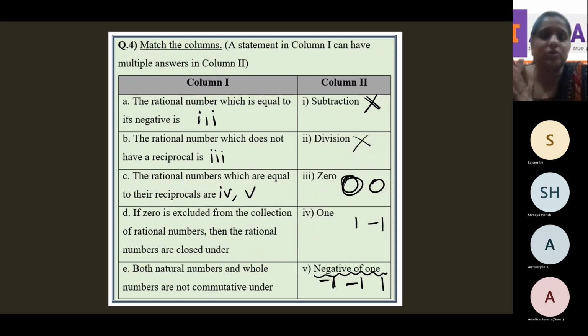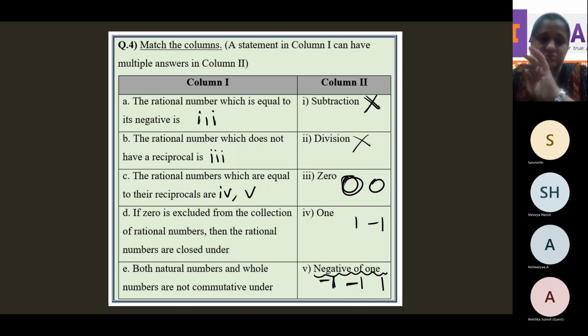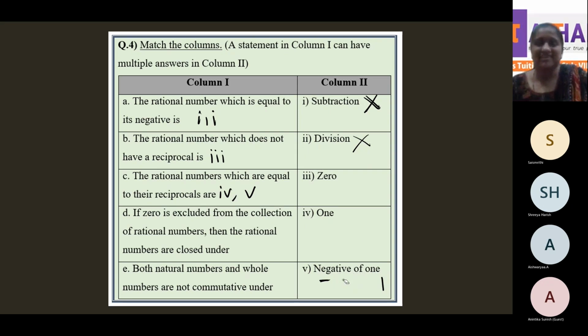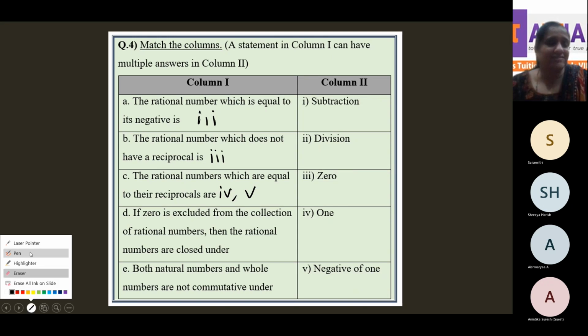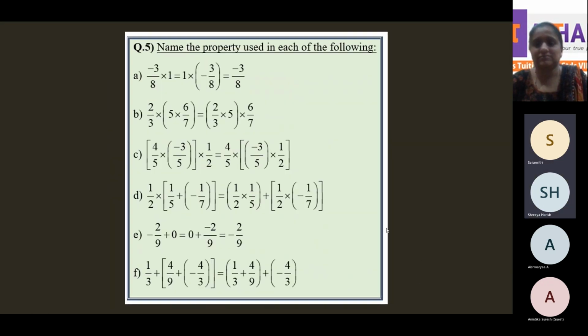The next one: if 0 is excluded from the collection of rational numbers, then the rational numbers are closed under division. What about subtraction? Both? Only division? If 0 is excluded, only division.